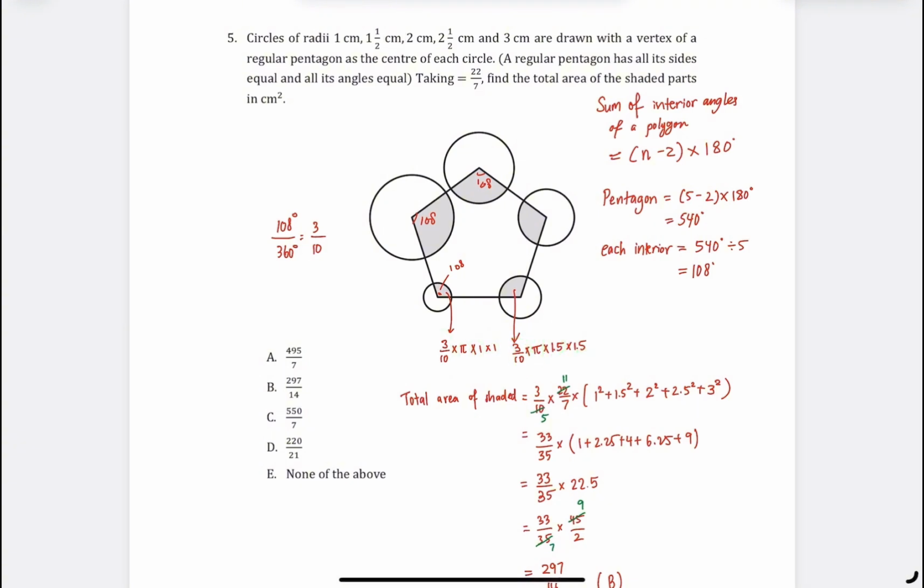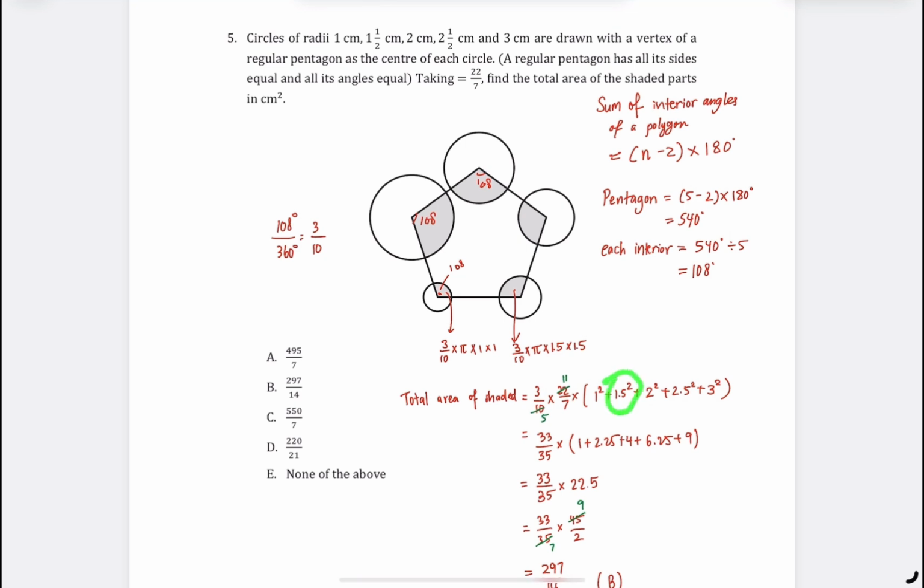It's also 3/10 times pi times radius times radius. Then I realize that everything is in the same pattern, so I can combine everything into 3/10 pi times radius square, radius square, radius square, and so on and so forth. Okay, I can simplify these two first. Then I get 33 over 35. And then for 1 square, 1.5 square, 2 square, 2.5 square, and 3 square, you can calculate manually.